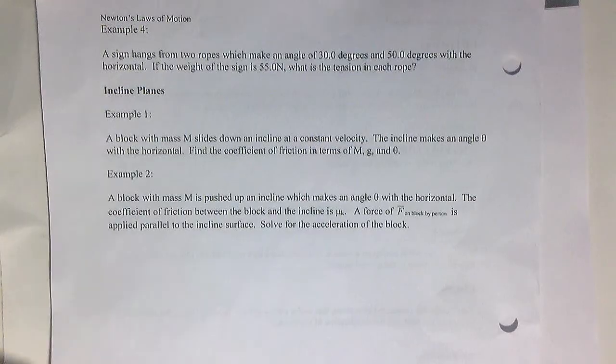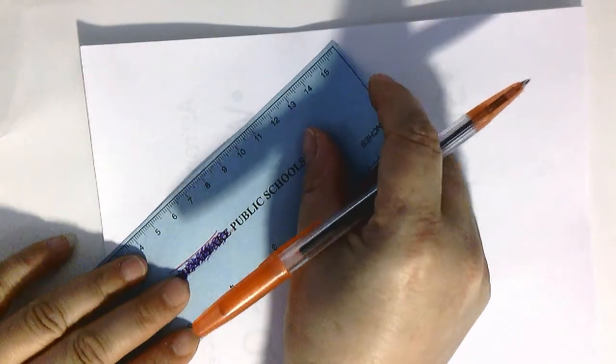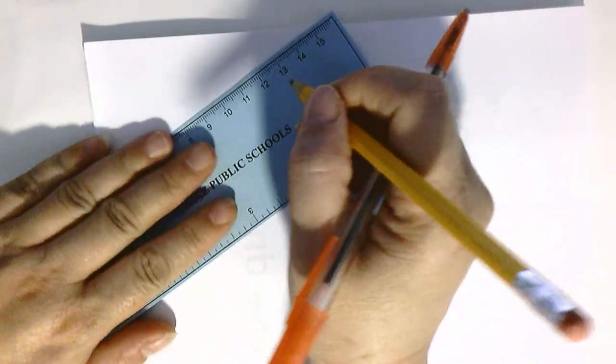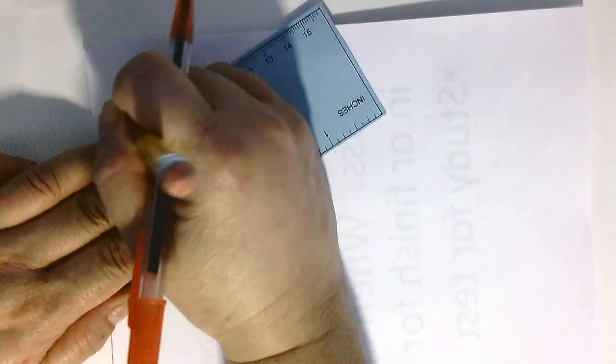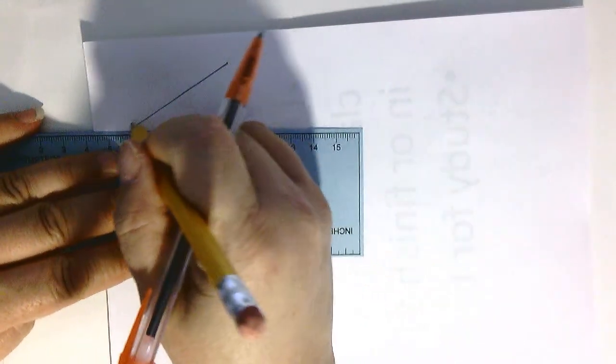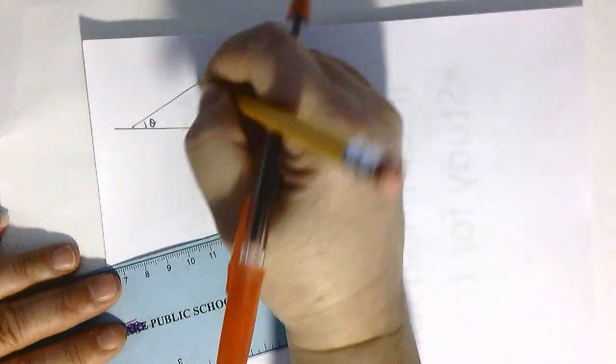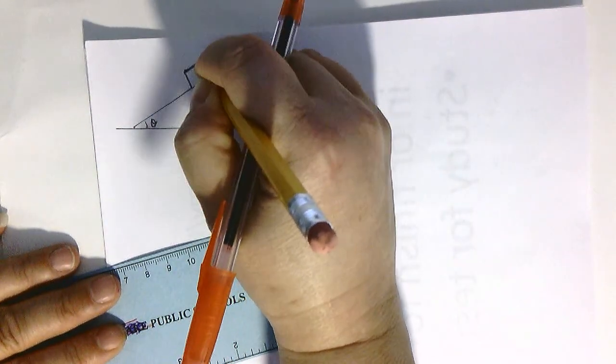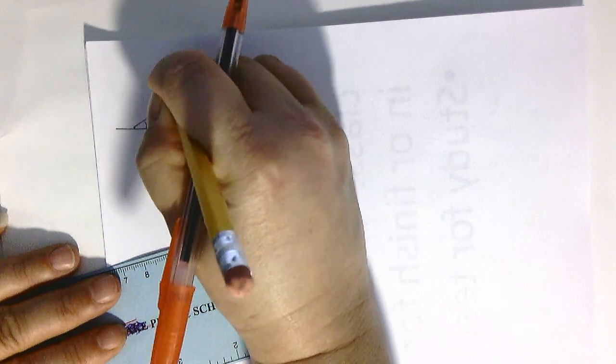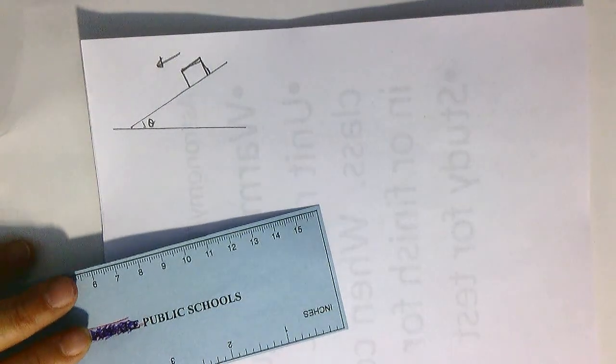Okay, so the first thing we're going to do is go ahead and draw our free body diagram and our motion diagram. For this problem, it is sliding down an incline at a constant velocity. Let me just sketch this out for a second. Here we have an incline, which makes an angle theta. We have a block sitting on that incline, and it's sliding down at a constant velocity.